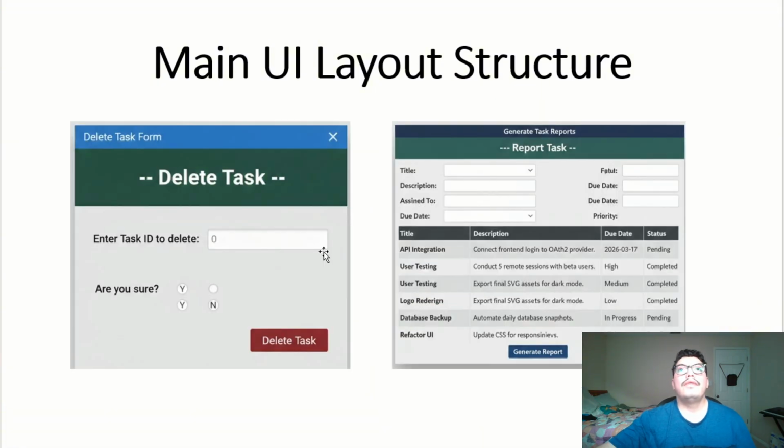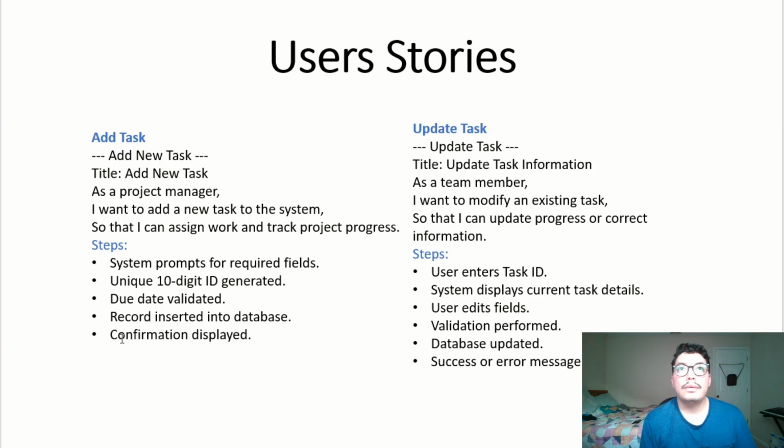This is the main layout that we're going to use for this application. For delete task, we're going to select each task by ID, and then we're going to proceed to delete, giving us a confirmation message after it. The report task, or the view general task, is going to look something like this. So now I'm going to proceed to some user stories.